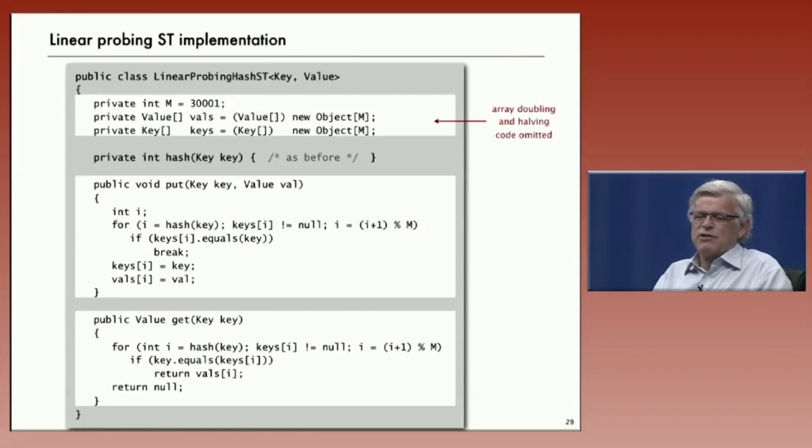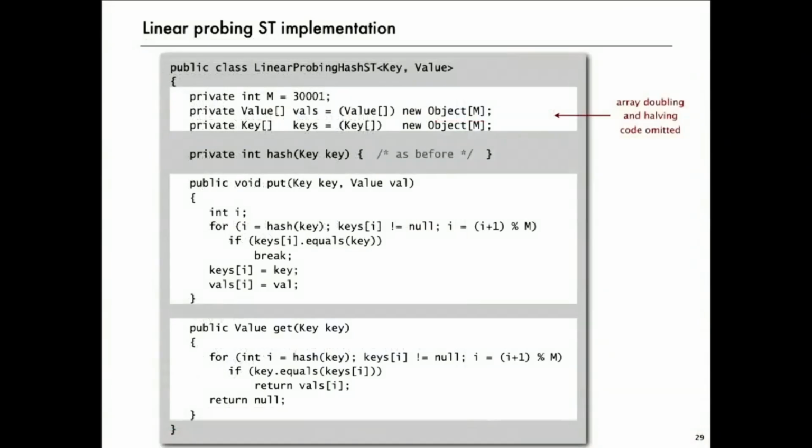Here's the implementation, and it's quite straightforward given the demo that we talked about. Use the same hash function. We use parallel arrays for the values and the keys, and we have to use an ugly cast because we can't have arrays of generics.